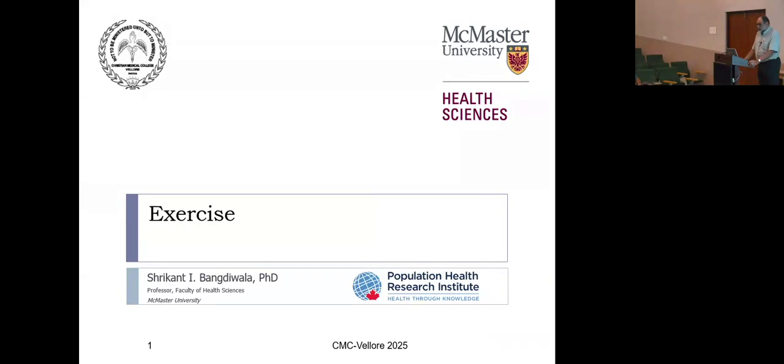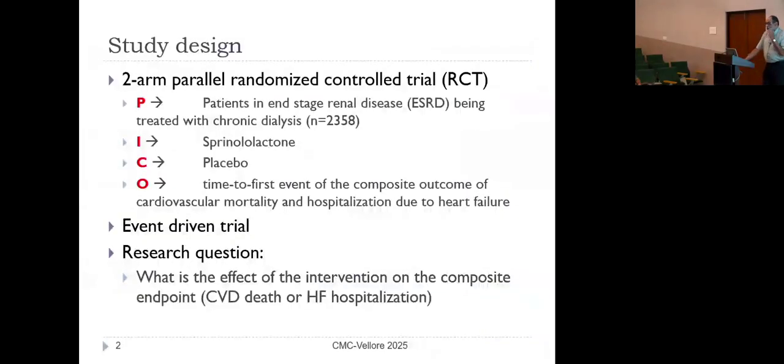All right, so what is the exercise? Here's this 2-arm parallel design randomized controlled trial. We describe it by the PICO. PICO is the population. And this is patients in end-stage renal disease being treated with chronic dialysis. So they're already on dialysis. Okay? There's over 2,000 people here. It's a large data set. They're being randomized to an active intervention versus placebo. The active intervention is to get spironolactone.